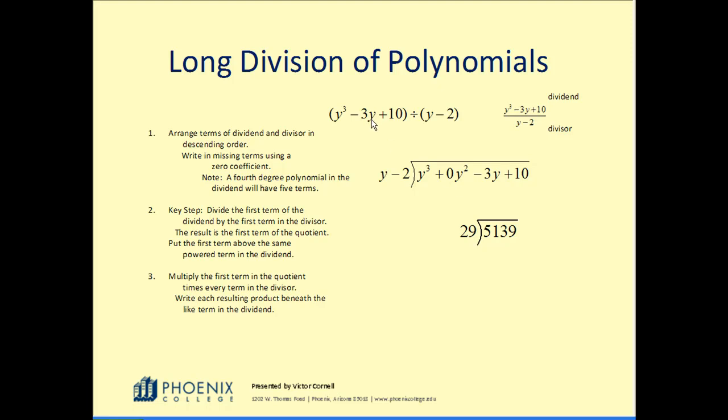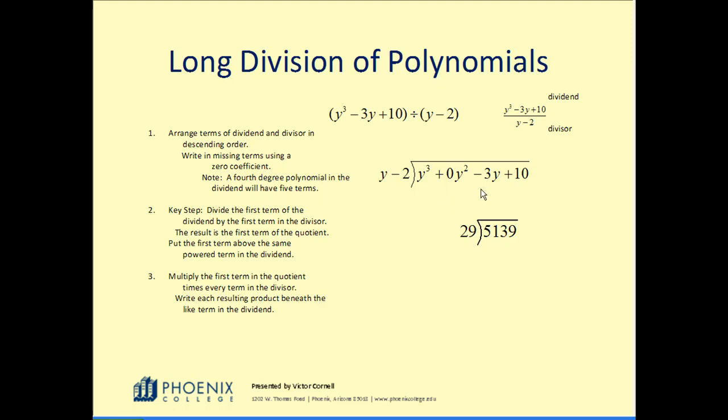Notice my original problem did not have a y squared term, but I put one in here as a spacer. So I just put the coefficient to a 0, and that allowed me to input that term in there. If you have a third degree polynomial for your dividend, notice you'll have 4 terms. So you'll have 4 columns: the third degree, second degree, first degree, and the 10 would represent y to the 0 power, 0 degree. If you had a fourth degree polynomial, then you would have 5 columns.